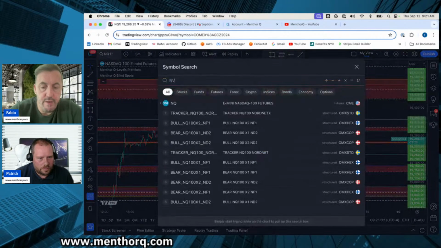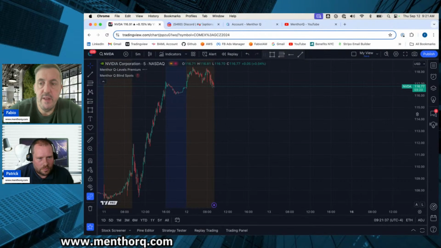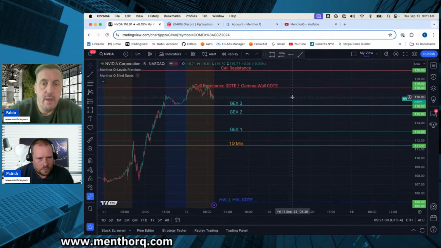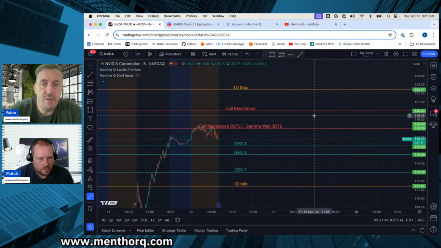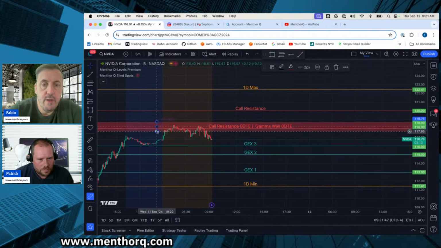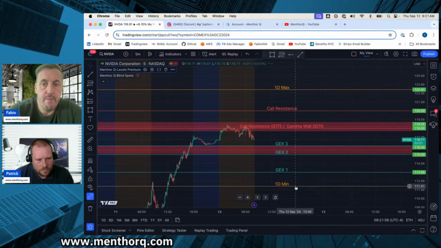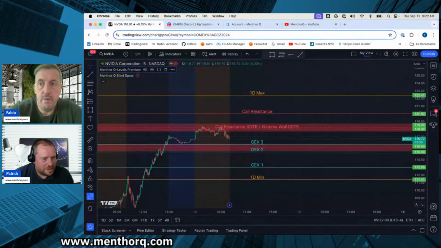Right. If we shift to some stocks and look at some pre-market activity, let's look at NVIDIA. Again, these are the levels for today. Same picture. We have our reaction zone right here, and then we have some GEX levels behind here, and then obviously we have our one-day max, our core resistance right here. Yeah, and this could be the game plan.